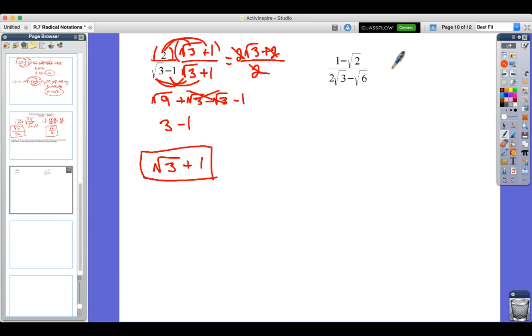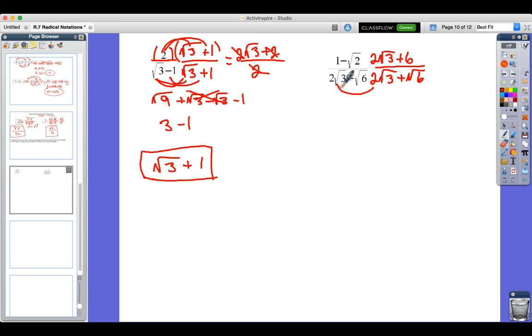So let's go ahead and try this one right here. So what will be the conjugate of this one? Yeah, it'll be the same thing, 2 radical 3, but it'd be plus radical 6. What you do to the bottom, you have to do to the top. So it'll be 2 radical 3 plus radical 6. So let's work on this one.